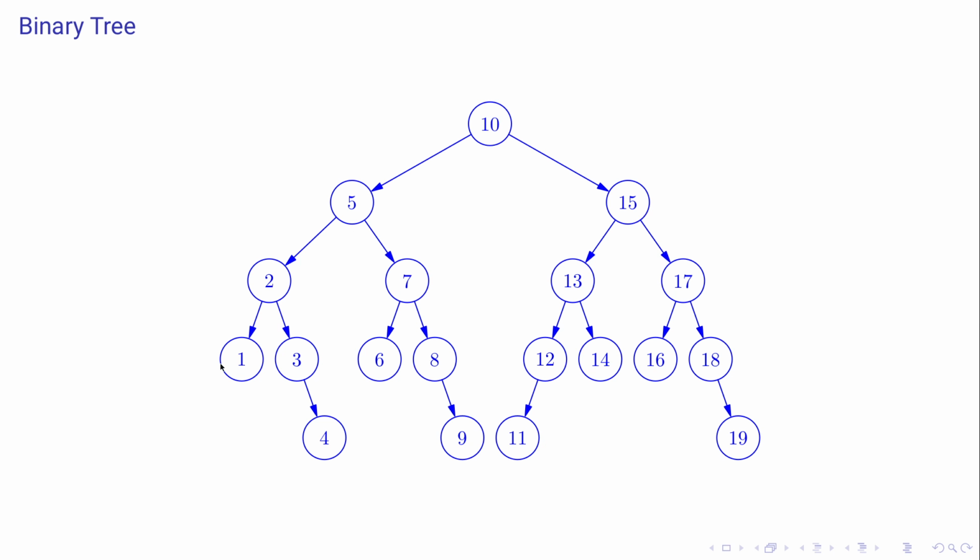For example, for 2, 1 is less than 2, so it is part of the left subtree. 3 and 4 are part of the right subtree. This rule holds true for every node in the binary search tree.